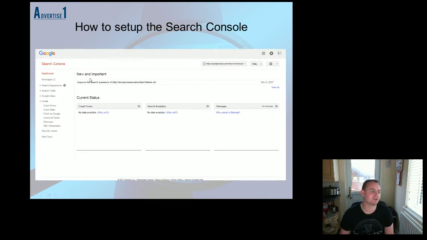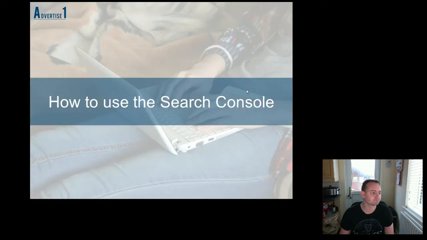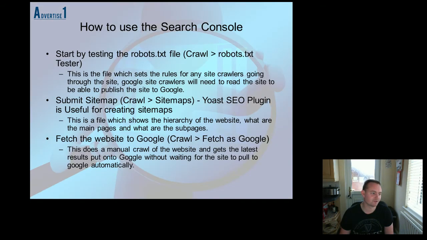So you've got an example here. You've got the WordPress Northeast one, you've got your dashboard, the crawl section we're going to be looking at in particular, and then you've got how to use the Search Console. So I'm going to show you in this order. Start by testing the robots.txt file, which is in the crawl section, and then the tester. This is the file which sets the rules for any site crawlers going through the site.